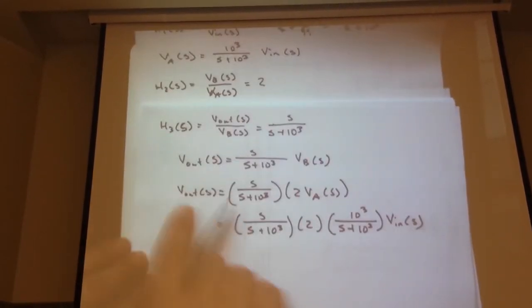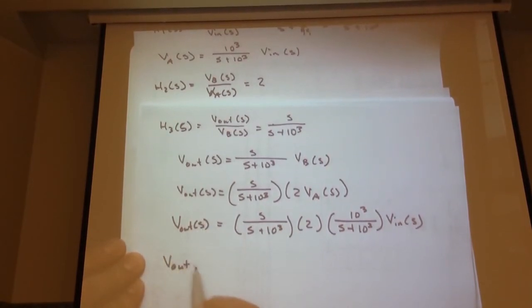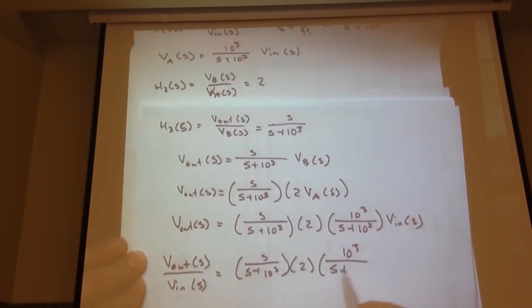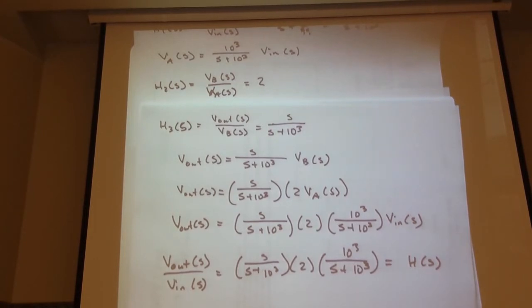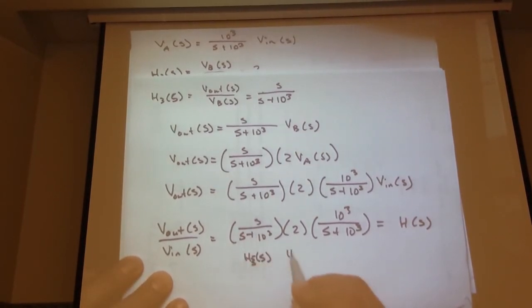And now we can rewrite this. This is V out of S equals that. And we can write V out of S over V in of S equals S over S plus 10 to the 3 times 2, 10 to the 3 over S plus 10 to the 3. And lo and behold, what is that? That's our transfer function. And of course, it has to be. And what are these guys? Well, that was H1 of S. That's right, that was H3 of S. That was H2 of S. That was H1 of S.